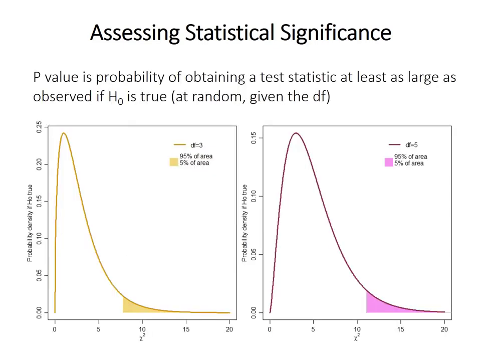Remember that the p-value in all these tests is defined as the probability of obtaining a test statistic at least as large as observed if the null hypothesis is true. The chi-square distribution with appropriate degrees of freedom tells us the expected values that the statistic will take if the null hypothesis is true. So we compare our observed value to that distribution of expected values, and the area under the curve at least as extreme as the observed test statistic is the p-value.